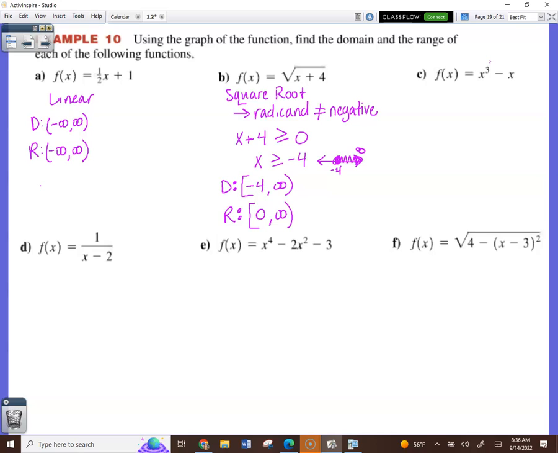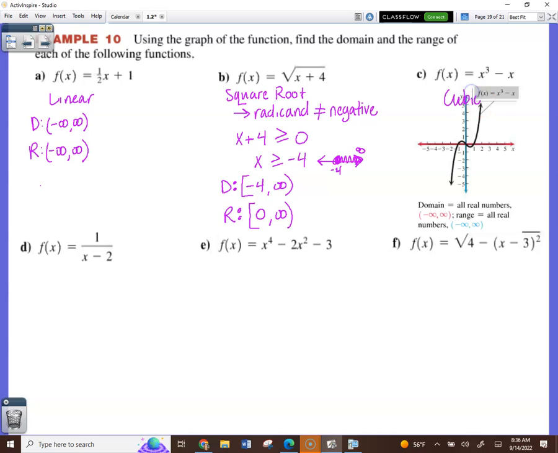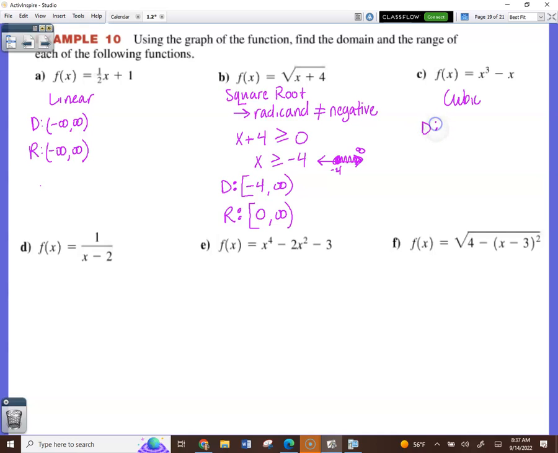That is a cubic, and that means what? There you go. That means that there are no restrictions, so it's negative infinity to positive infinity. You can plug whatever you want in there. Because it's a cubic, you're going to get an answer. So, you're going to get an answer, and that means it's allowed. When it's degree 3, it's called a cubic function. Because it's degree 3 right here, this means cube.